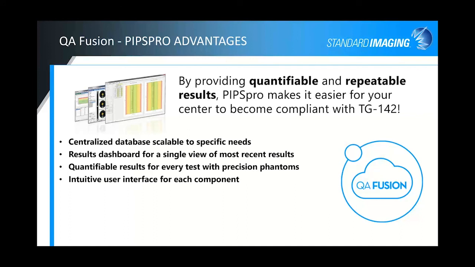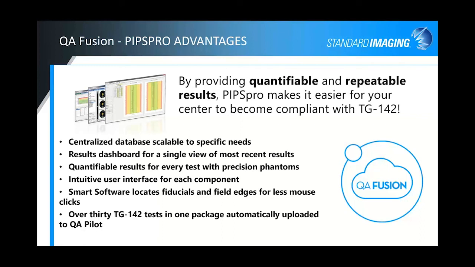It's got a very intuitive user interface for each component, very easy to use. Those baselines and quick selects make things very quick and easy for doing your testing. It's a very smart software. Locates any fiducials or field edges within the system and within the imaging components of the software, giving you less mouse clicks and more automation. And as I mentioned, there's over 30 TG142 tests in one package that are automatically uploaded to QA Pilot for your QA Fusion, should you look into that.